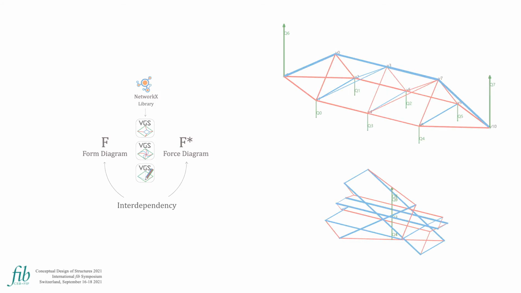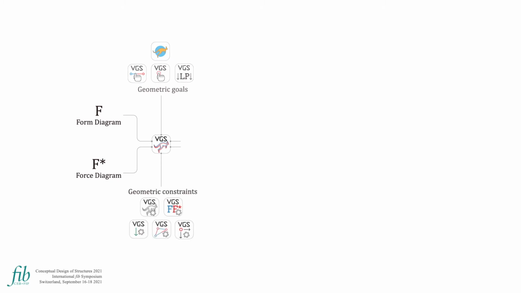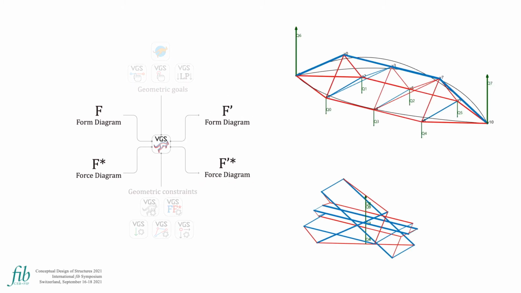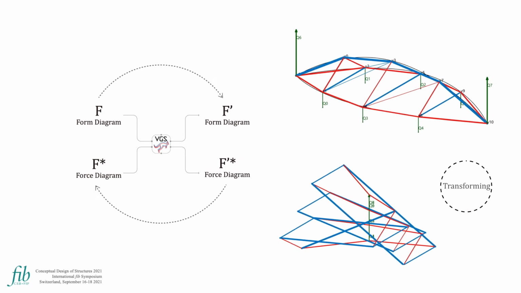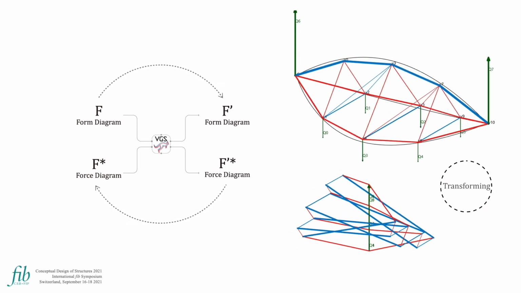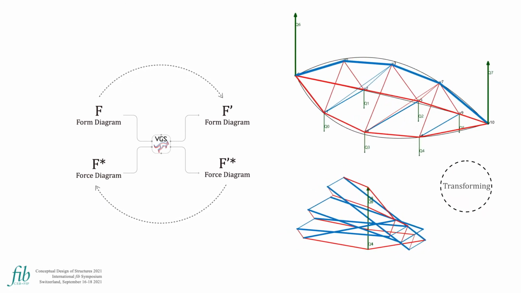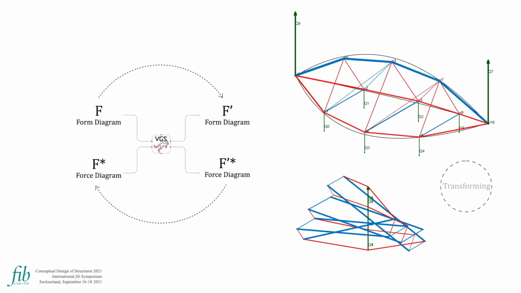In the second part, based on the solved form and force diagrams, VGS enables users to manipulate form and force diagrams by employing dynamic particle systems from the Kangaroo library. The users are able to set geometric goals and constraints based on the specific design intention, and because of the fixing interdependency between the two diagrams, all the transformed solutions are kept in equilibrium.